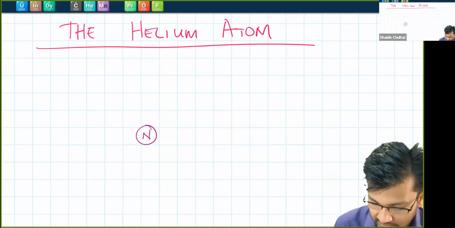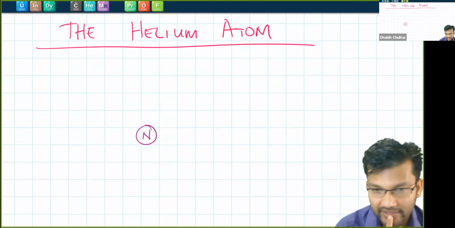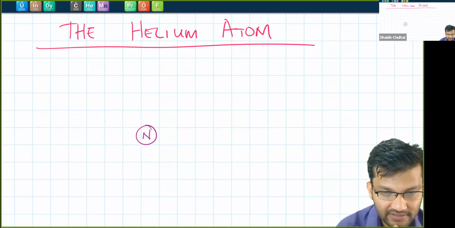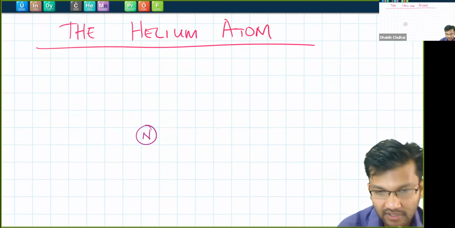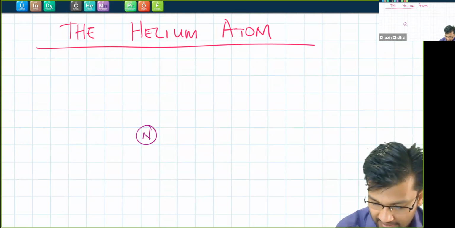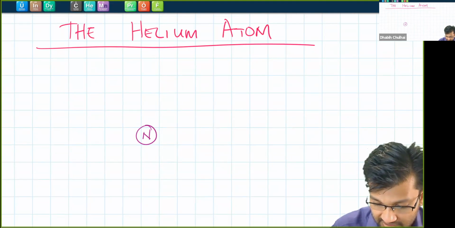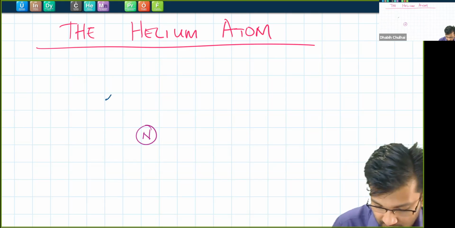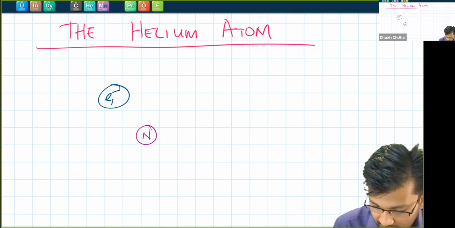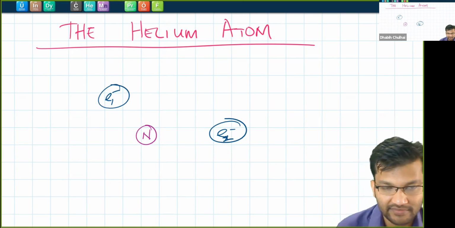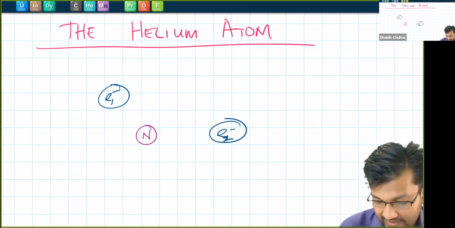So here's the nucleus. I'm not going to separate out the nucleus into protons and neutrons and all of that because the nucleus is so tiny compared to the electron that we're not going to bother with that part. And it has 2 electrons, right? So the helium atom has a nucleus and 2 electrons. I'm just going to say there's 1 electron over here. We call it electron 1. And it doesn't matter where I put them, right? Because we're just trying to develop a model here. But there's my second electron somewhere else.